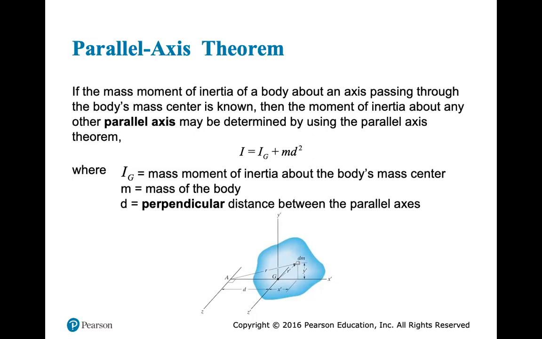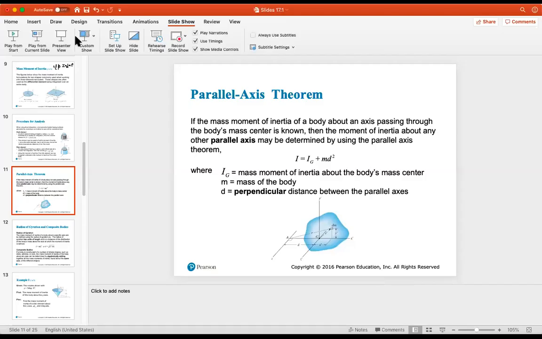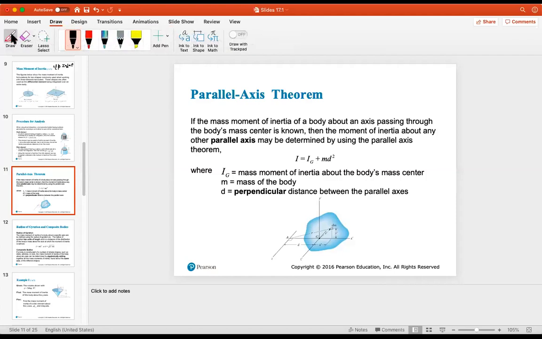So just a comment, when they write IG, that means the moment of inertia about the center of mass. Okay, so that's just a comment. So the book uses that notation throughout.